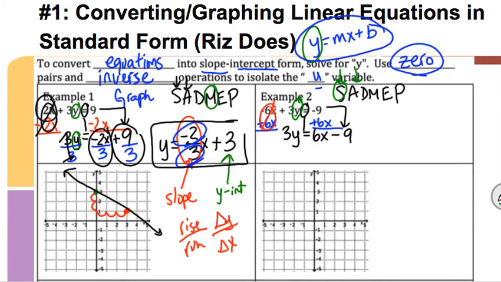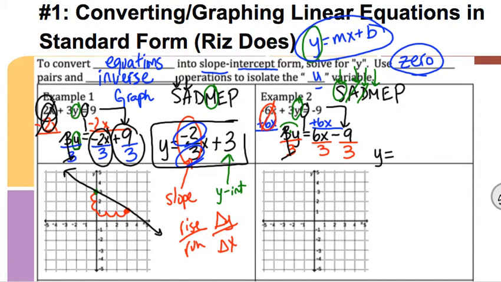Do I see any addition on this side? No. Do I see any division? No. Do I see any multiplication? You should say yes. 3 multiplied by y. So I'm going to divide 3. Remember, when I divide, I divide every term. So 3 divided by 3, that makes 1. That's exactly what I wanted.